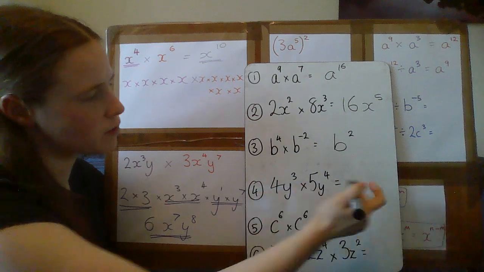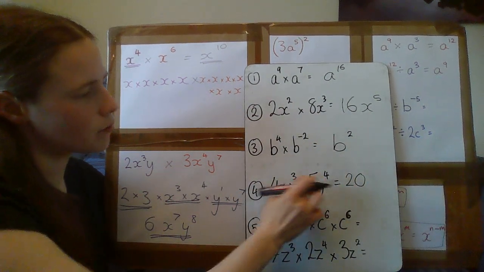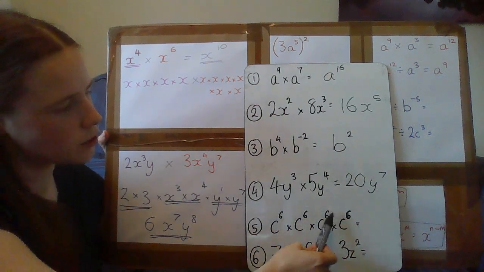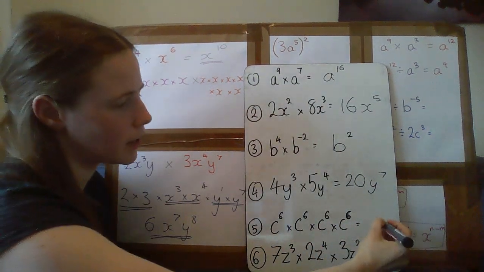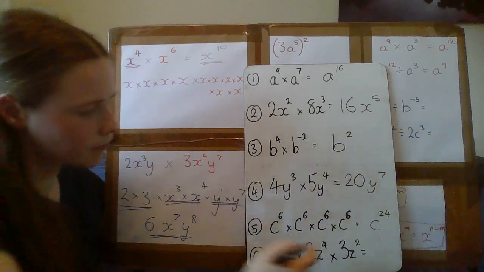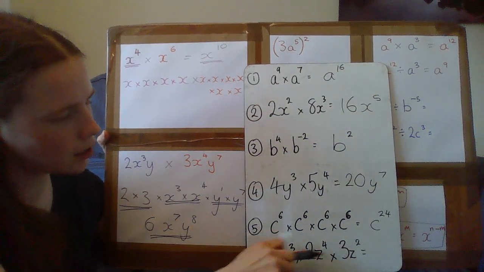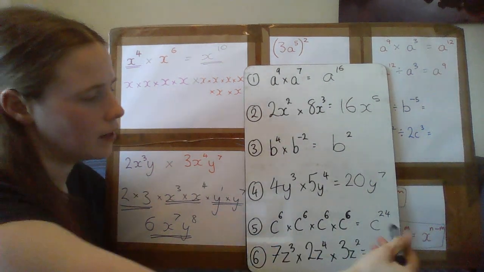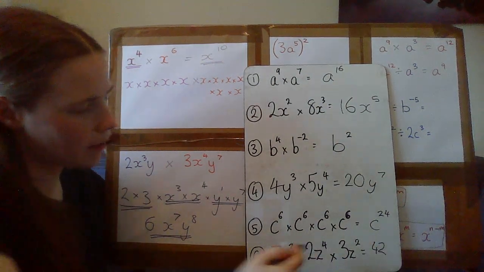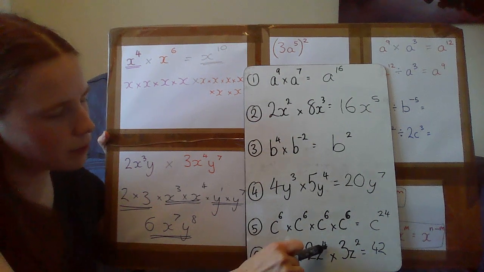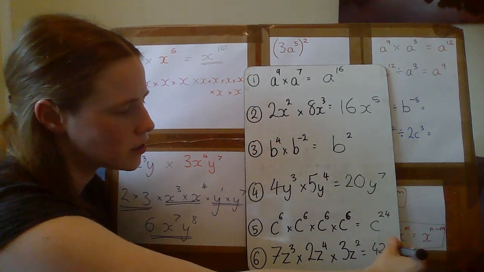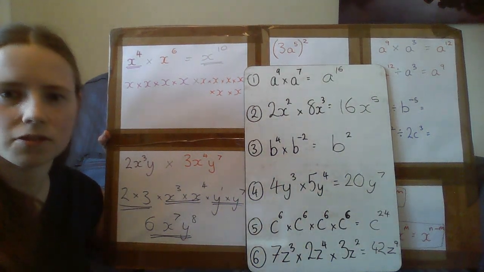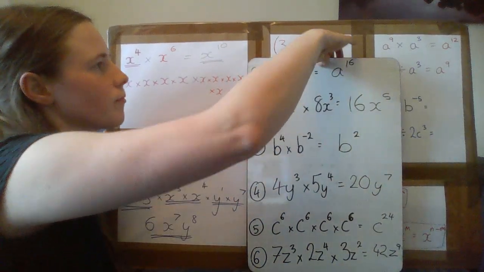For the next one, 4 times 5 is 20. And then 3 plus 4 is 7. Next one, we add all those powers together because the base is the same, so we get c to the 24. And then finally, we need to do 7 times 2 times 3, or 7 times 6 if you prefer to think of it like that, and we get 42. And then for the powers, we add them together, 3 plus 4 plus 2, which is 9, so it's 42z to the power of 9. Okay, so that's how to do those multiplication questions.